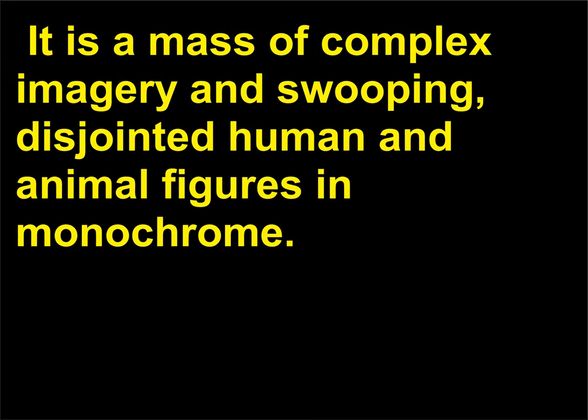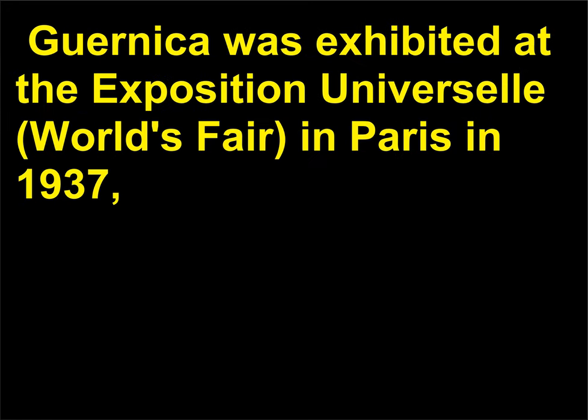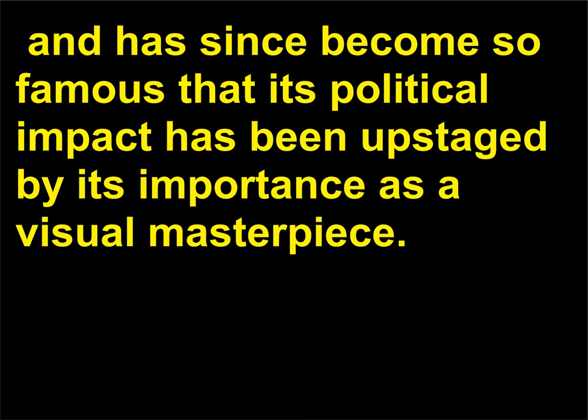It is a mass of complex imagery and swooping, disjointed human and animal figures in monochrome. Guernica was exhibited at the Exposition Universelle, World's Fair, in Paris in 1937, and has since become so famous that its political impact has been upstaged by its importance as a visual masterpiece.